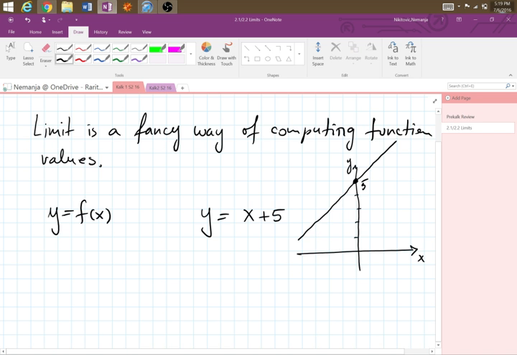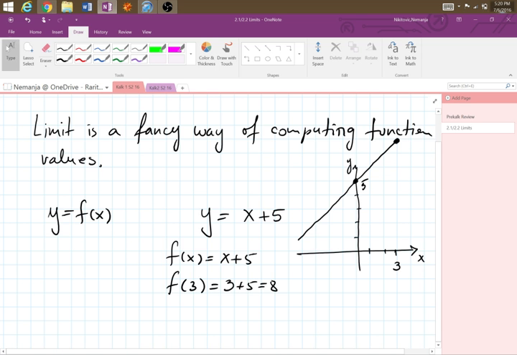So now we go and compute function values. If f of x is equal to x plus 5, then f of 3 is how much? It is 3 plus 5, which is 8. And we can find that on a graph by going to 3, following up, and we see that that point is at the elevation 8. This is from your pre-calculus course, where you learned about functions.